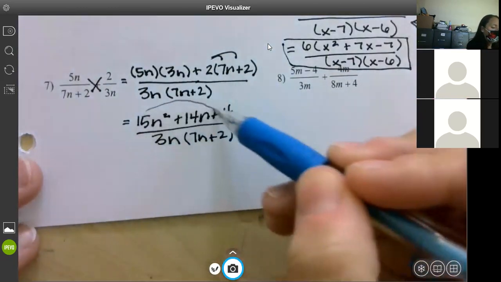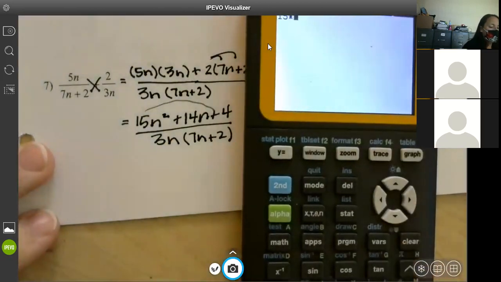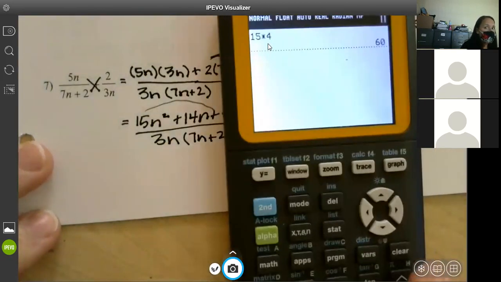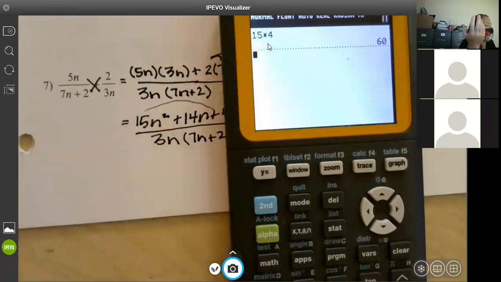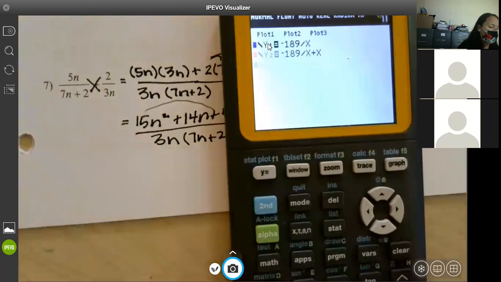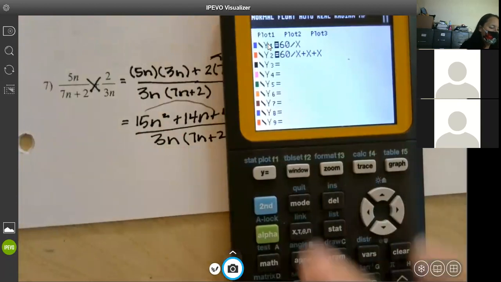So all I'm going to do is put a little mark right here. 15 times 4. Remember, we can use our calculator. Gives us what? Do I have factors of 60 to add to 14? What if I don't know my factors of 60? What do I do? 60 divided by x, 60 divided by x plus x.